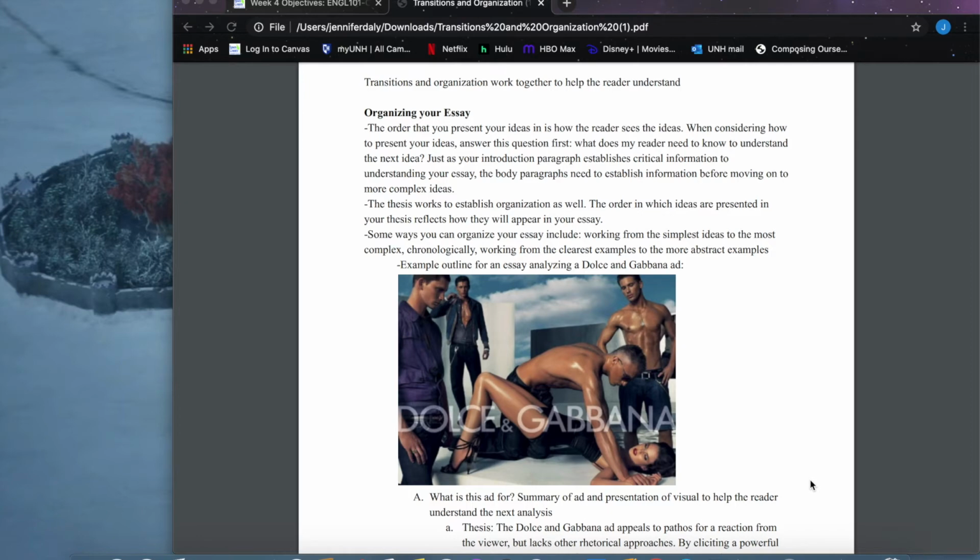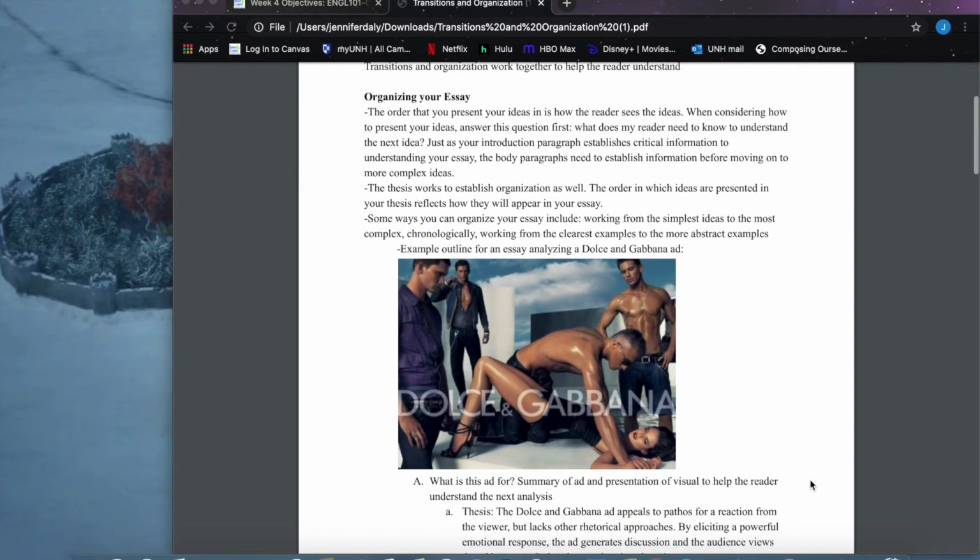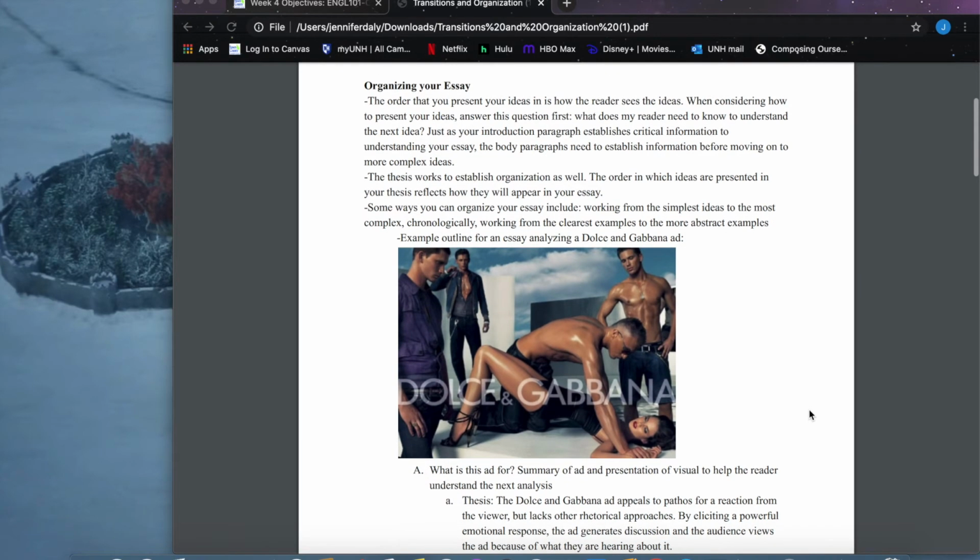The thesis also works, as we said before when we were going over the successful essay. It sets up the order in which ideas are going to be presented, so it's going to reflect the order. As you edit the order of the body paragraphs, you should in turn be editing the thesis so that it reflects it. Remember, the thesis gives the reader that heads up necessary to understanding.